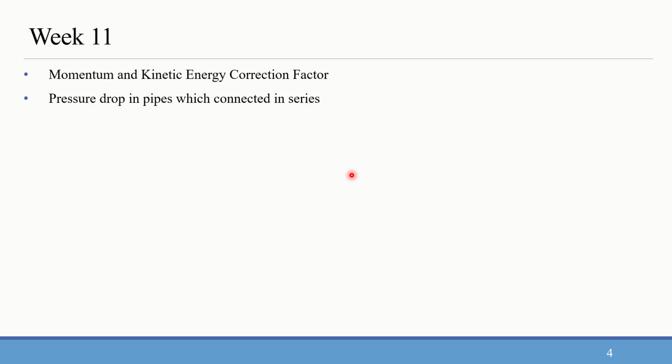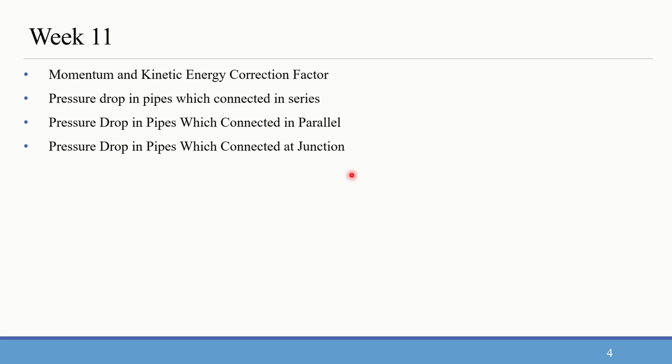So, in week 11, the concepts that were covered by the professors were momentum and kinetic energy factor, pressure drop in pipes when connected in series, pressure drop in pipes which are connected in parallel, pressure drop in pipes which are connected at a junction, and introduction to the boundary layer. So we'll start with the problems.